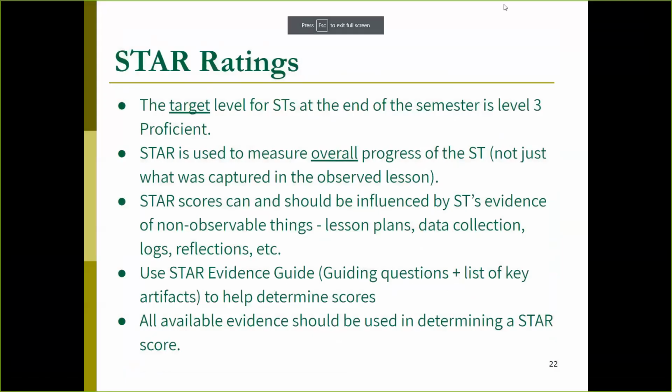So just as a reminder, the target level for student teachers by the end of the semester is a level 3, which is proficient. The STAR is big picture. It is intended to measure the overall progress of the student teacher, not just what happened that day when you sat down to do it. You'll see as you go through the STAR, there are some things that are observable, like the content knowledge and learning environment, but there are other things like lesson plans and assessment and collaborating with parents and other school personnel. Those are things that you can't see in a lesson.